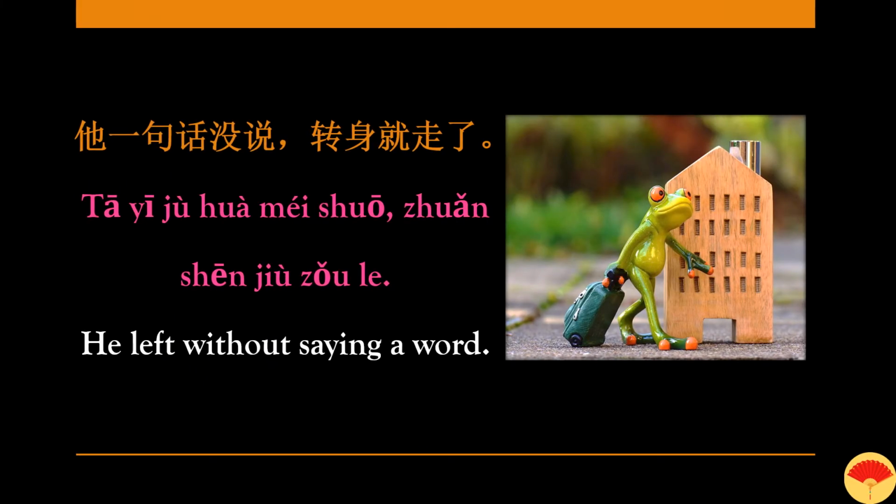Let's see how to use the word zou in a sentence. Here is an example. 他一句话没说，转身就走了。他一句话, one sentence. 没说, didn't speak. 转身就走了, he left without saying a word. 他一句话没说转身就走了.